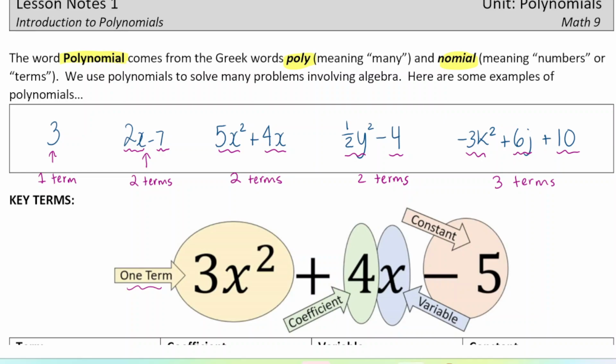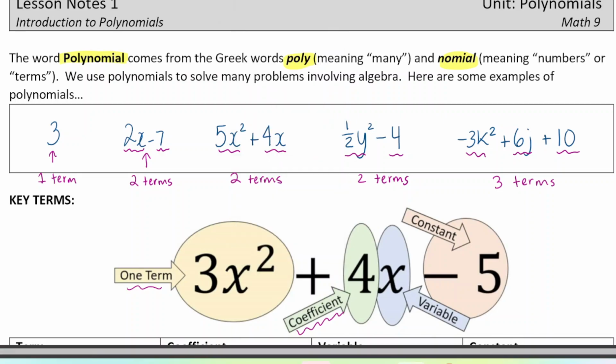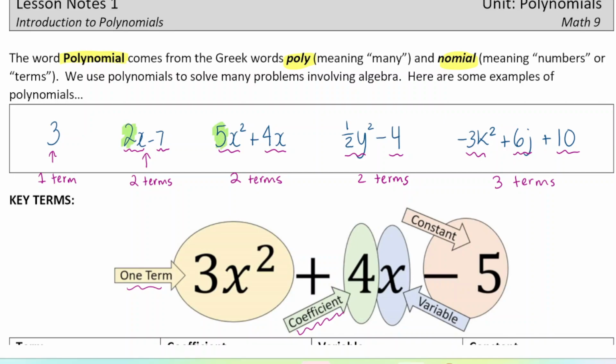Okay, some other things. Looking in green here, the coefficient. When you have a variable, the number that is multiplied to it, if there is one, is called the coefficient. The coefficient here of the x variable would be 2. This coefficient is 5. This coefficient is 4. This coefficient is 1/2. This coefficient is negative 3. This coefficient is 6. So the coefficient is the number that is multiplied to whatever variable you have in your polynomial.